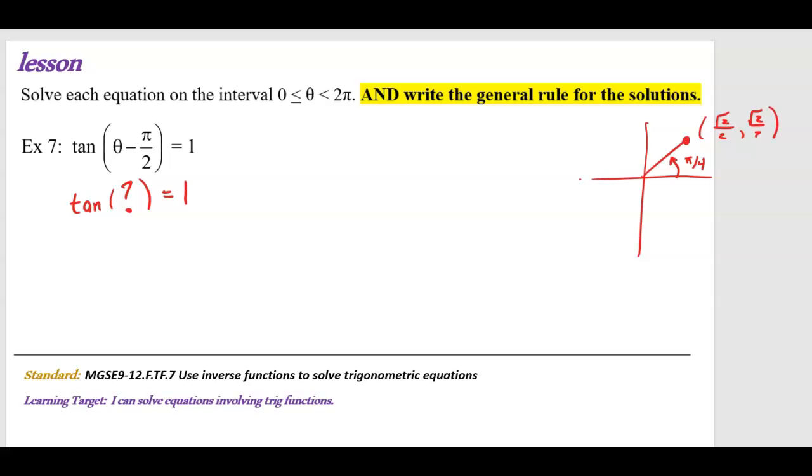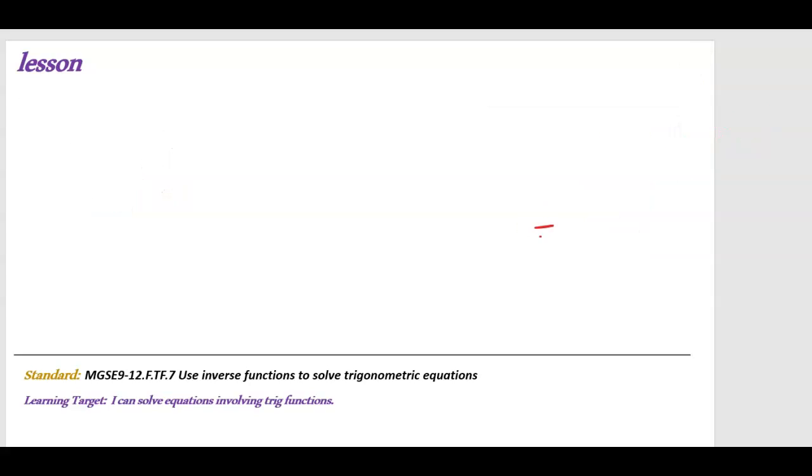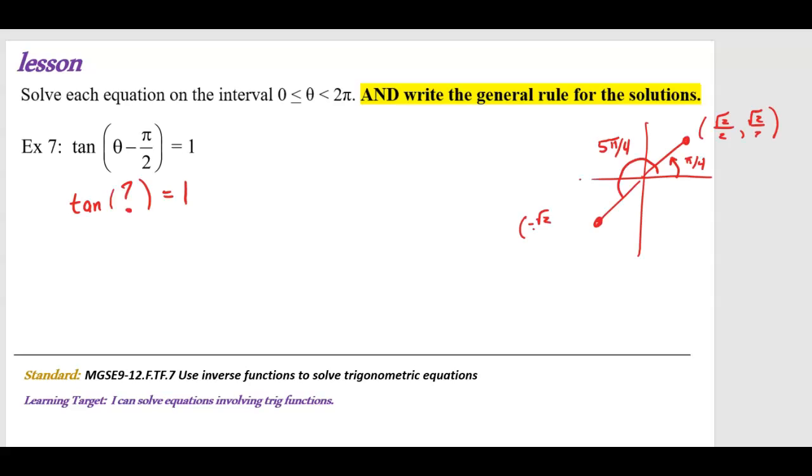So tangent of pi over 4 will give me y over x, which will give me a value of 1. And then the other solution is exactly pi away. There's that pattern at 5 pi over 4. I have negative root 2 over 2. Negative root 2 over 2 is that point. Y over x is 1. So I know that theta minus pi over 2, the argument, must equal pi over 4 or 5 pi over 4.